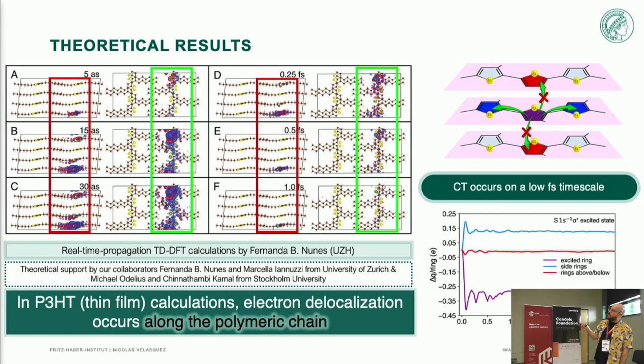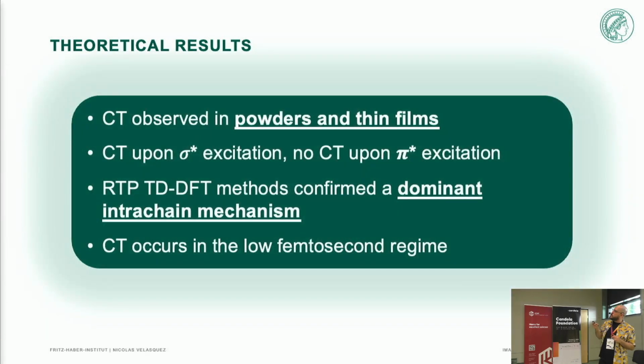So the main conclusion is that in P3HT, in the ordered sample, we have indeed observed electron delocalization, or CT, along the polymeric chain. To conclude, we observed CT in both powders and thin films. CT occurs upon sigma star excitation. It does not occur upon pi star excitation. Theoretical methods allowed us to confirm the dominant intra-chain mechanism along the polymer chain.